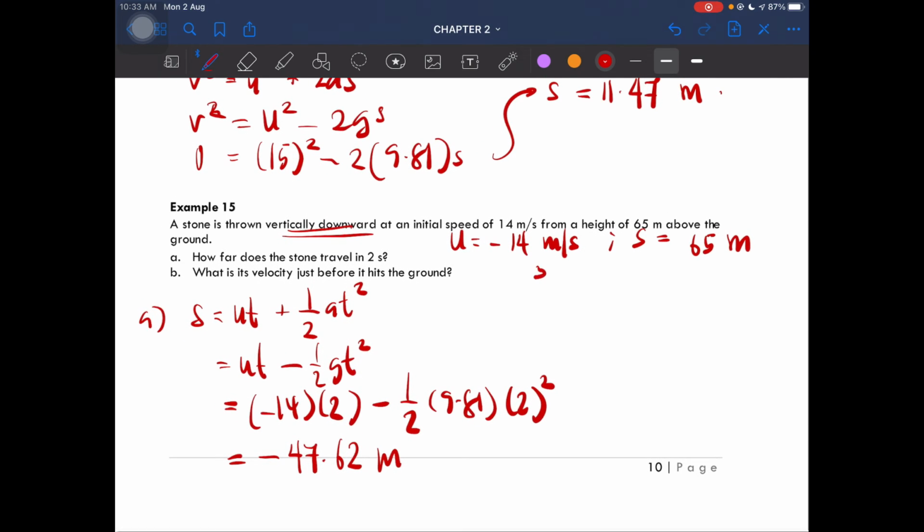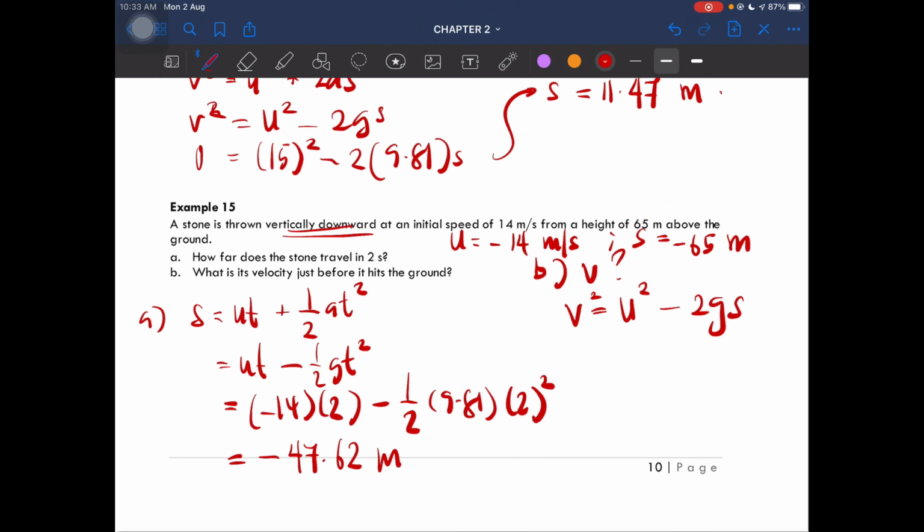Okay, assuming the velocity, what is its velocity just before it hits the ground? So let's assume the velocity to be v. What is the value of v? You can calculate it using the formula v square equals u square minus 2gs. The s here will be negative because it is being pulled in the direction of the gravitational acceleration.